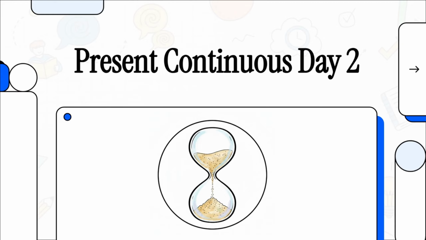Now yesterday we tackled the present simple tense, really digging into habits, facts, and daily routines. If you happen to miss that explainer, definitely go check it out. But today we've got a seriously thrilling topic. We are mastering the present continuous tense. This is the tense we use to talk about actions that are happening right now at this exact moment. So let's dive right in.